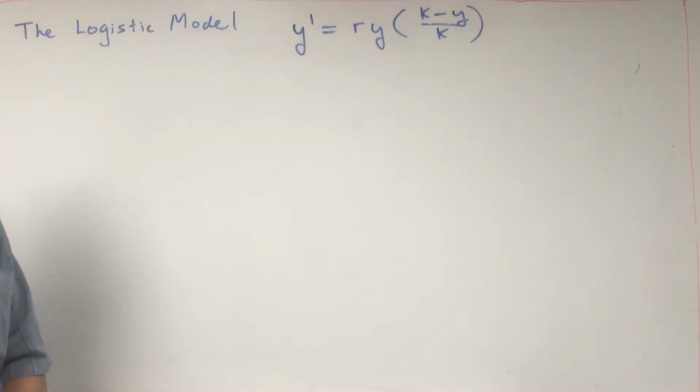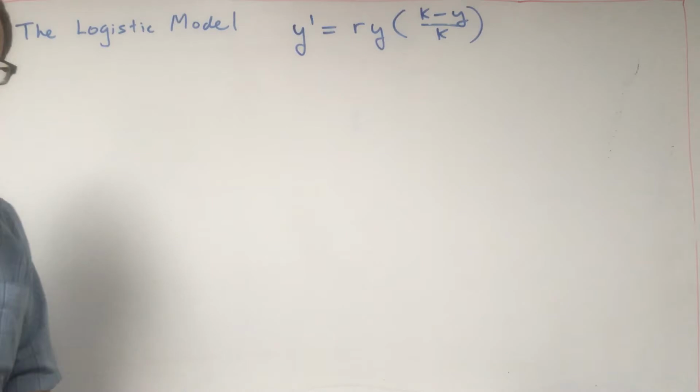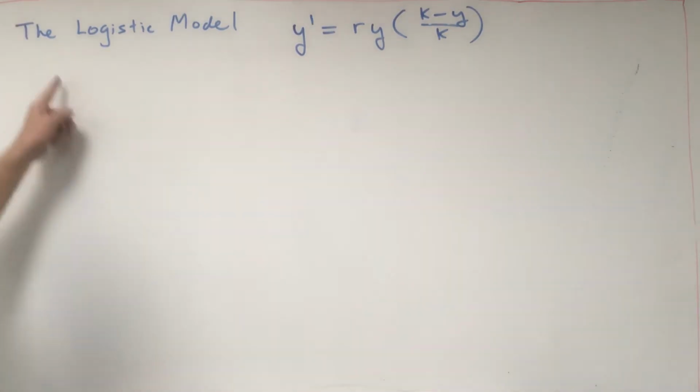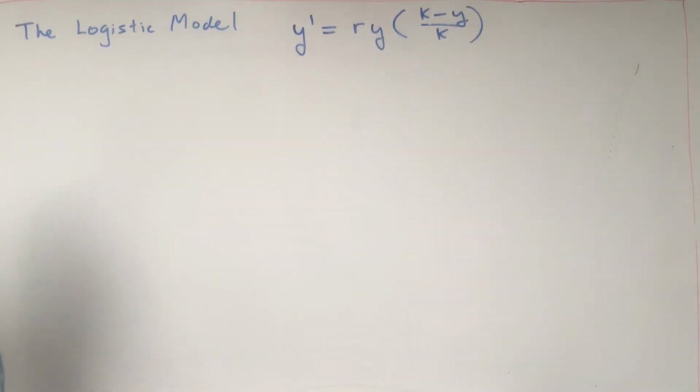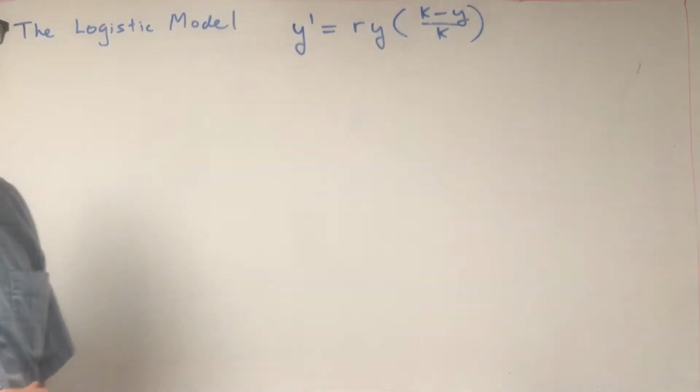In this video, we're going to expand upon our discussion of exponential growth with the logistic model, which has a different looking differential equation, a modification of the differential equation we looked at before. So let's motivate this a little bit. Why would we have this new funky looking equation?